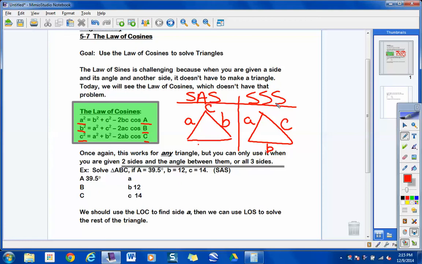It says, once again, this works for any triangle, but you can only use it when you are given 2 sides and an angle between them. That's the side angle side setting, or all 3 sides, the side side side setting, okay?